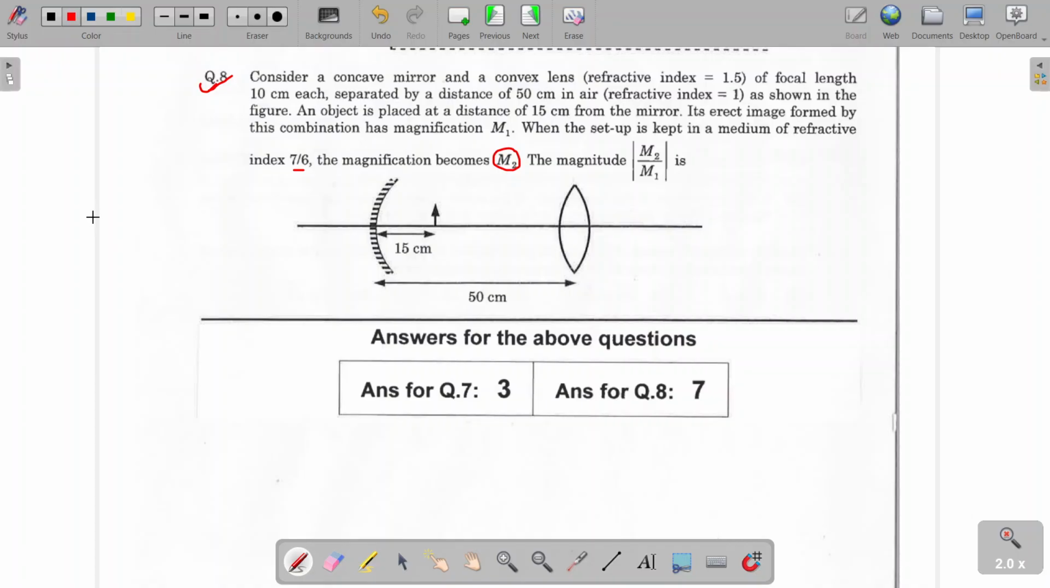So first we'll do our reflection from the mirror, which would be the same in both the cases. So let us find out what that reflection and magnification is. So the object distance is minus 15 centimeter. The focal length which we have, f, is equal to minus 10 centimeter.